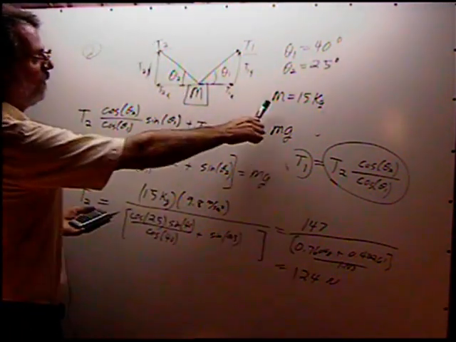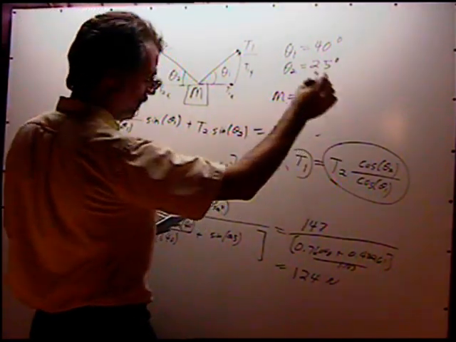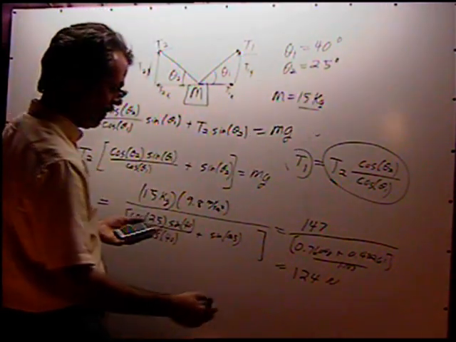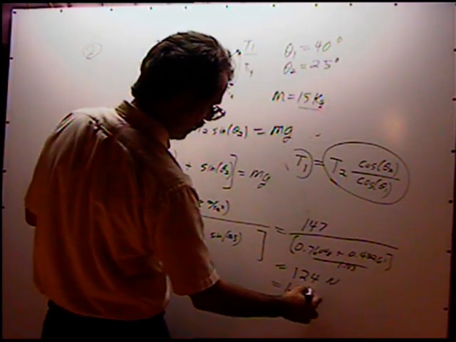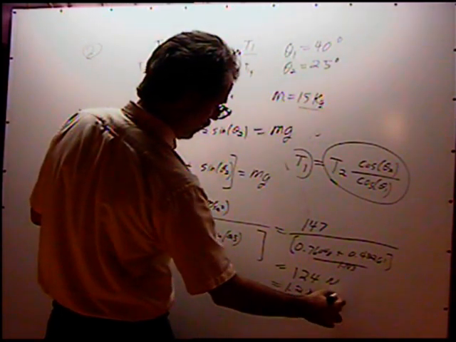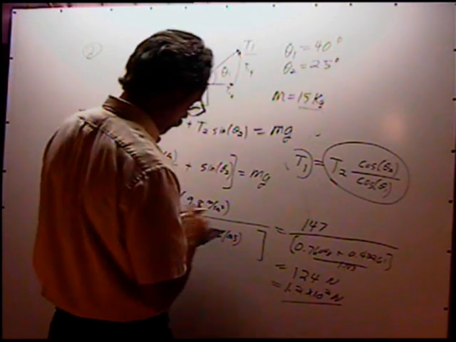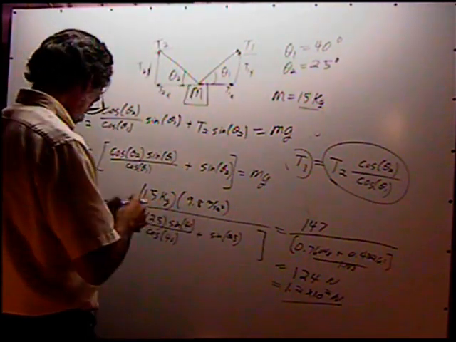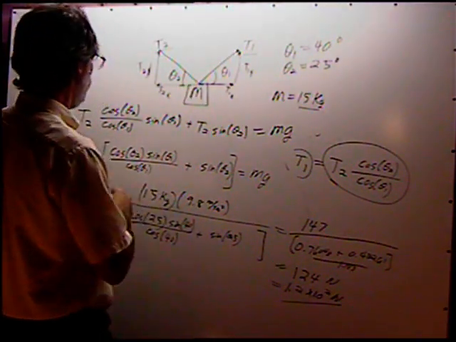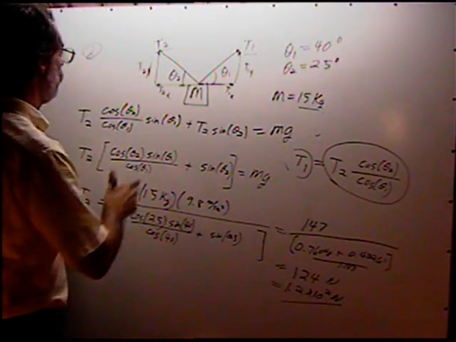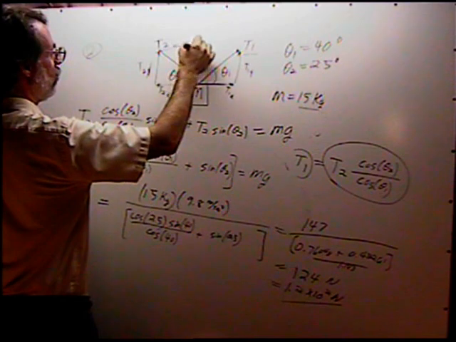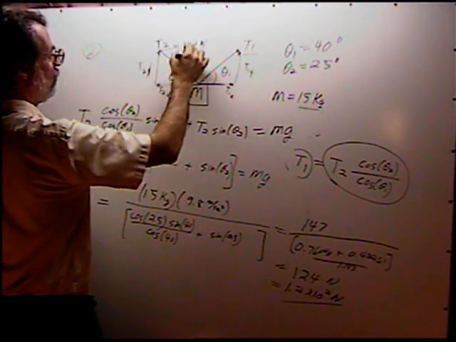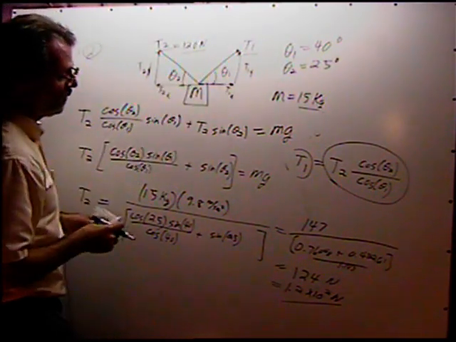We have two significant figures, so I need to round that off to two significant figures. I would get 1.2 times 10 to the second newtons, or 120 newtons. So T2 equals basically 120 newtons, and there are two significant figures here, the 1 and the 2.